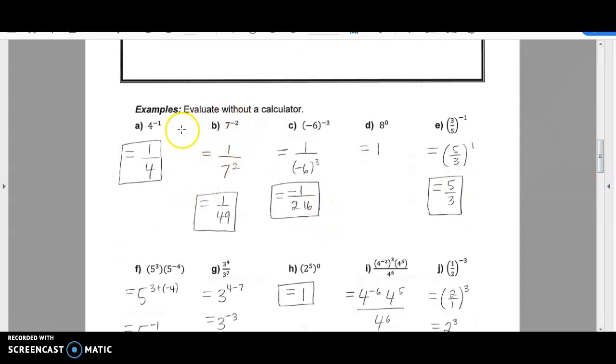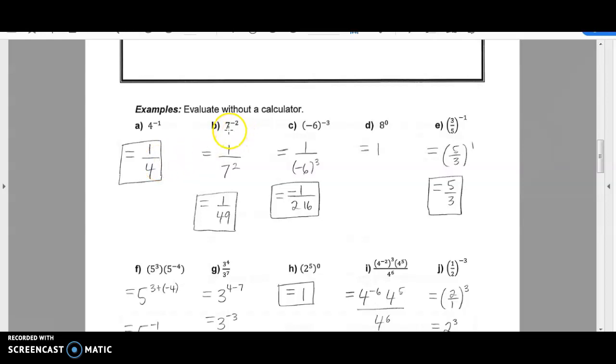Again, it says evaluate without a calculator, so we're going to look at 4 to the negative 1. Basically, we know when we have a negative exponent, we flip the base and we change the exponent to positive. So 4 to the negative 1, if we flip the base, 4 becomes 1 over 4, and that negative 1 becomes to the power of positive 1. Because it's to the power of positive 1, it doesn't change anything. We don't have to write the 1 exponent there.